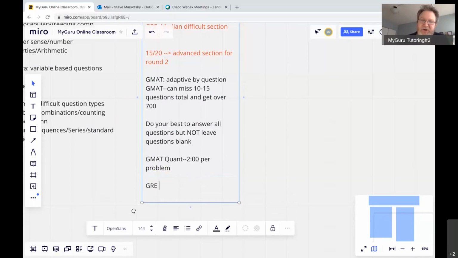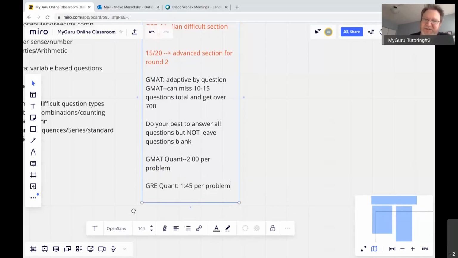On the GRE quant, you'll have about 145 per question. Again, it's a little bit trickier on the verbal to figure that out because you've got reading comprehension questions, which take longer because you have to read the passage, and then you've got the quick vocabulary ones. But on the quant section, it's generally going to be something like this.